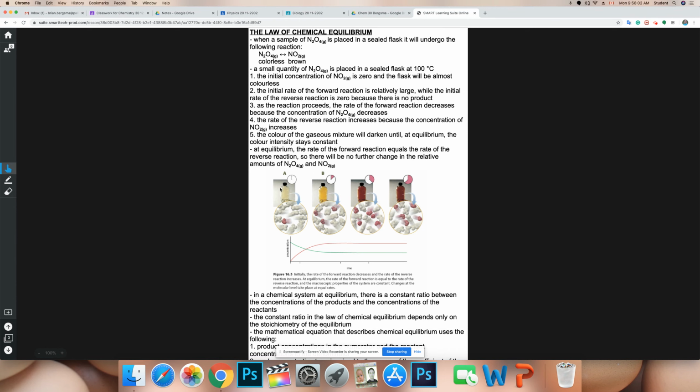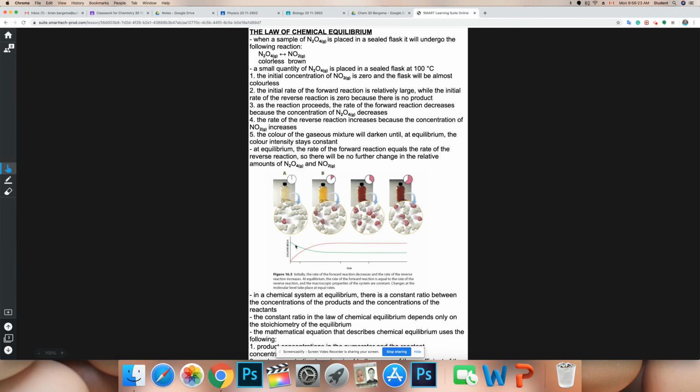So again, when we put it in a reaction, it's colorless, there's none of our NO2. As the reaction proceeds, we start producing some of the NO2. There's more as the reaction proceeds, and then we have to give it more time. The color hasn't changed now, so we know this is at equilibrium.